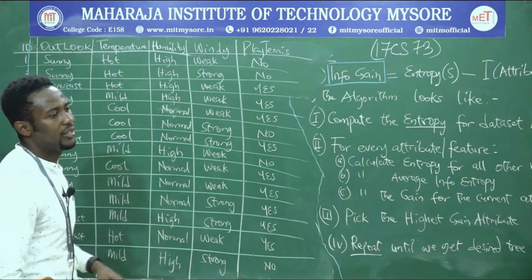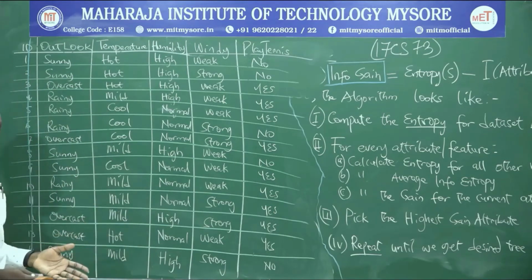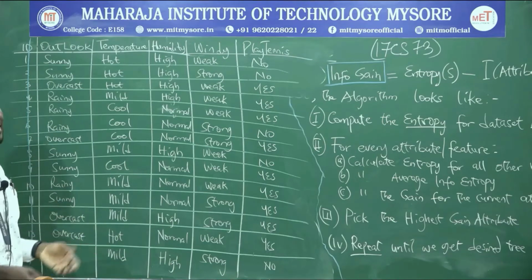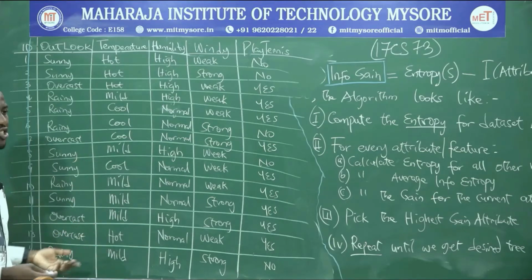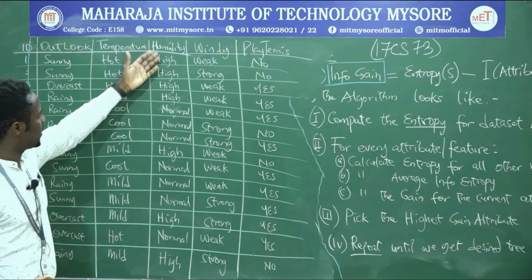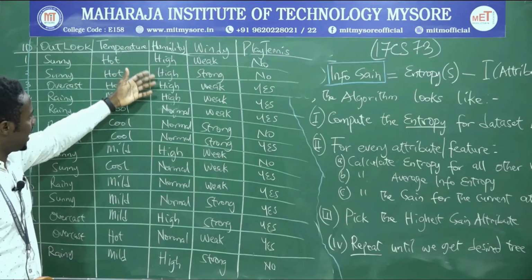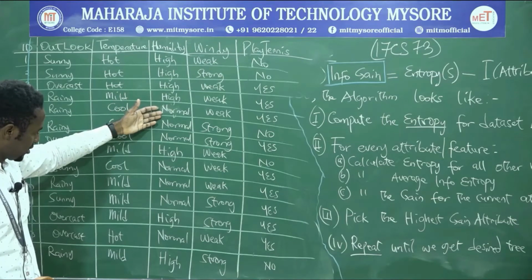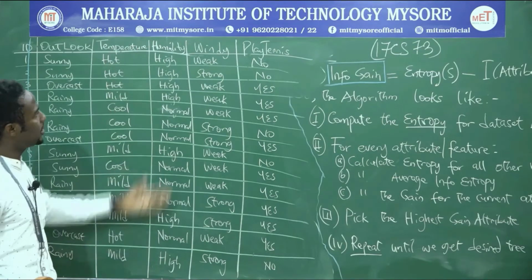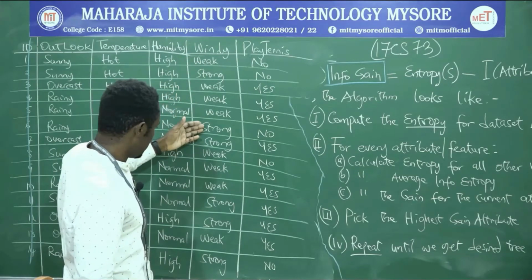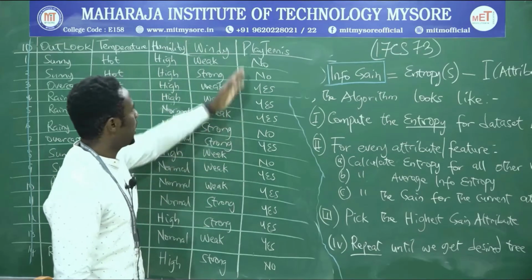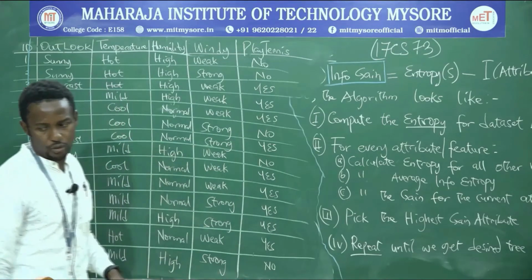Somehow we got the data set, so we don't want to say whether this data set is a true representation of a problem which can be solved with a decision tree. We have to try, we cannot just conclude without trying. Again, we look at humidity: high, normal. Only 2. We look at windy: weak, strong. Again 2. And you have your play tennis, yes or no.